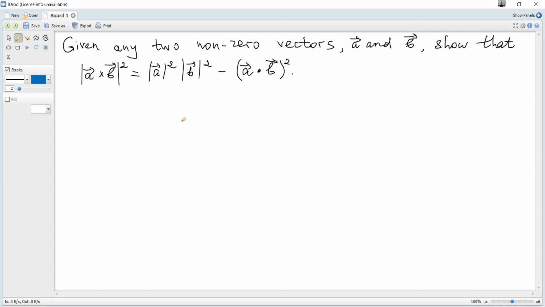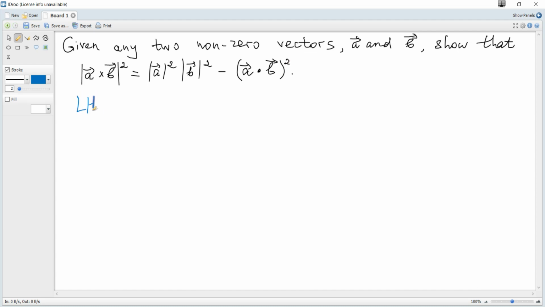Given any two non-zero vectors, a vector and b vector, show that the magnitude of the cross product of the two vectors a and b, squared, is equal to the magnitude of a vector squared multiplied by the magnitude of b vector squared, minus the dot product of the two vectors a vector and b vector, squared.